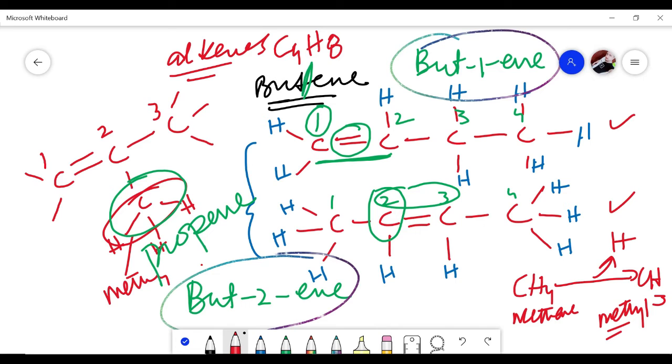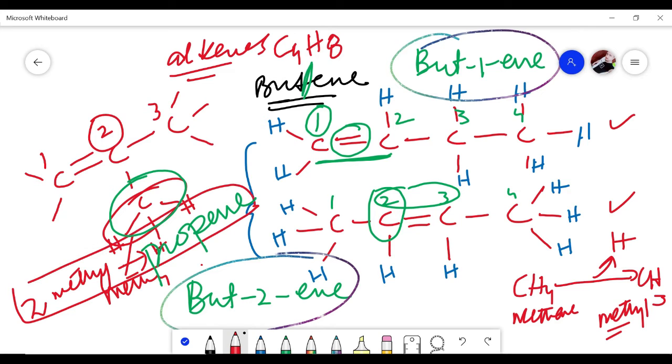So what will be the name? The methyl group is on position number 2, so it is 2-methylpropene. Propene, yes. It is 2-methylpropene. So but-1-ene, but-2-ene, and 2-methylpropene are isomers.